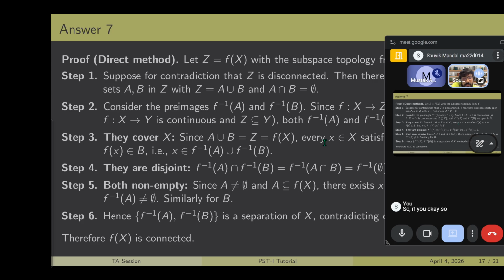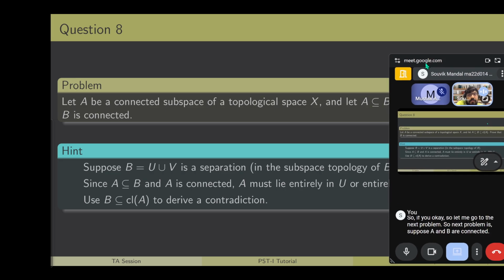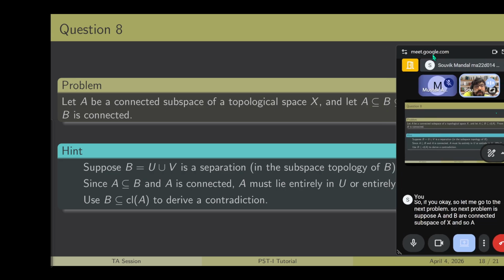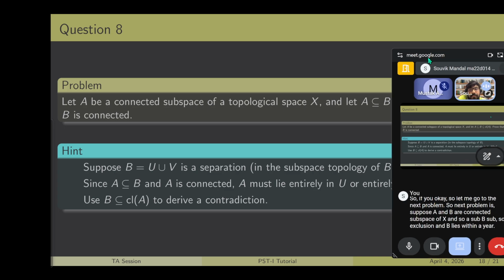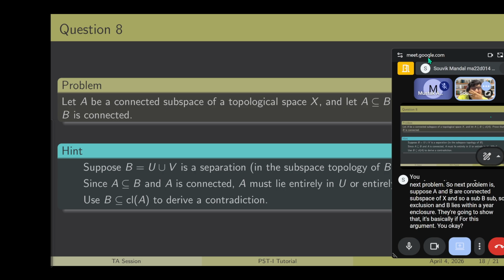Okay, so let me go to the next problem. Suppose A and B are connected subspaces of X and A is a subset of B, which is a subset of the closure of A, that is, B lies within A and its closure. Then we need to show that B is connected. For this argument, you can either go through definitions or use the function method. You need to choose the function f from B to plus minus 1 and show that f is constant. Please take your time and let me know.